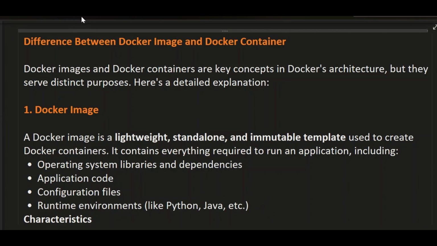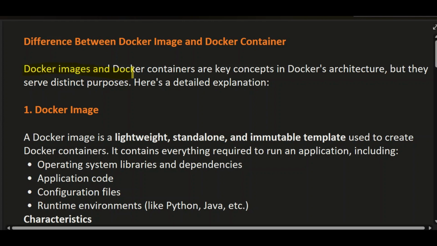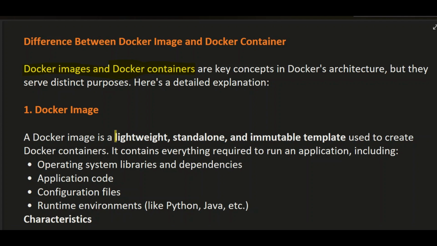Difference between Docker image and Docker container. Docker images and Docker containers are key concepts in Docker's architecture, but they serve distinct purposes. Here's a detailed explanation. 1. Docker image. Definition. A Docker image is a lightweight, standalone, and immutable template used to create Docker containers.